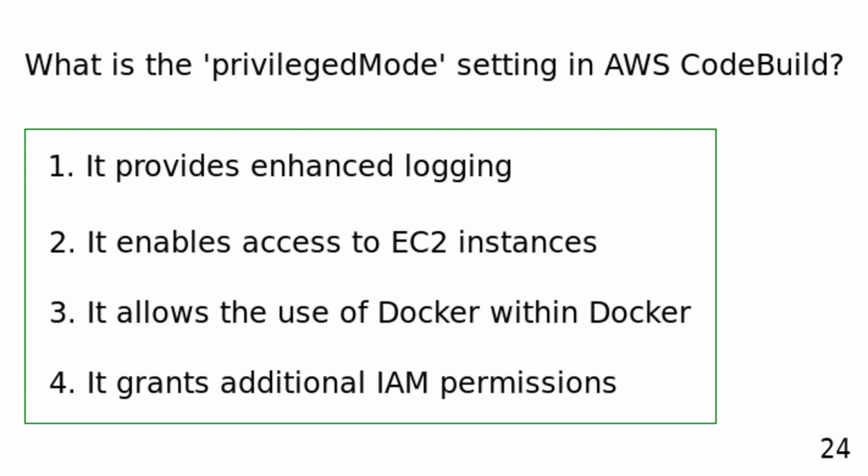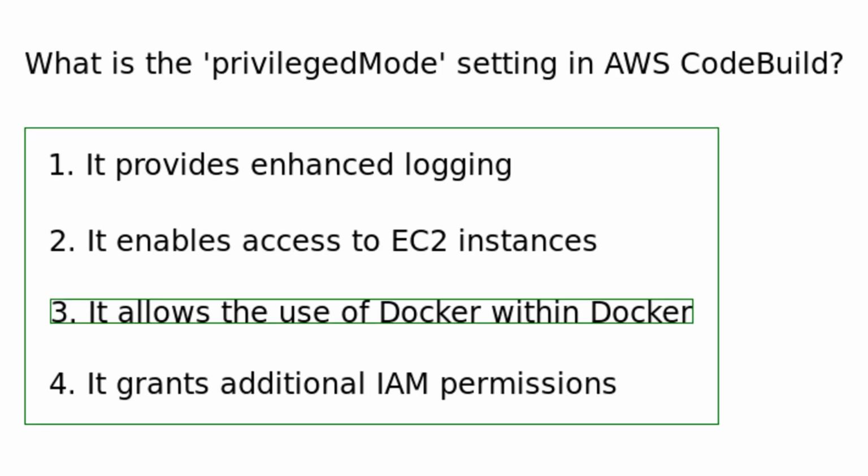What is the privileged mode setting in AWS CodeBuild? It provides enhanced logging. It enables access to EC2 instances. It allows the use of Docker within Docker. It grants additional IAM permissions. The privileged mode setting in AWS CodeBuild allows the use of Docker within Docker, enabling more complex build environments.